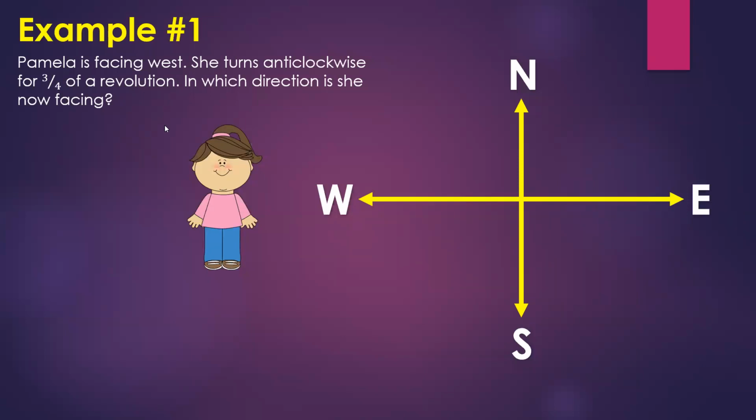Pamela is facing west. She turns anti-clockwise. Remember, anti-clockwise. What does anti-clockwise mean? Opposite direction from the hands of a clock. So remember that. For 3/4 of a revolution, in which direction is she facing now? Okay, that's the question.